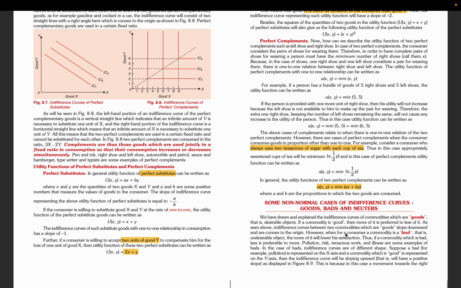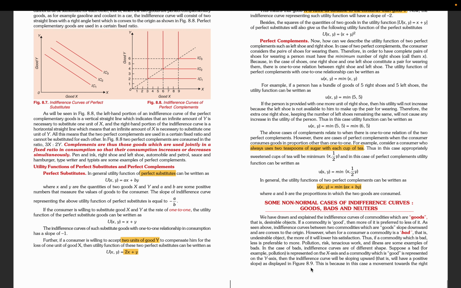However, when for a consumer a commodity is a bad, that is an undesirable object, more of it will lower his satisfaction, right? Intuitive. Thus, if a commodity is bad, less is preferable to more. Pollution, risk, tenacious work, and illness are some examples of bads. In case of bads, ICs are of a different shape. Suppose a bad, for example pollution, is represented on the x-axis, and a commodity which is good is represented on the y-axis. Then ICs which are sloping upwards, that is, have a positive slope, are displayed in figure 8.9.